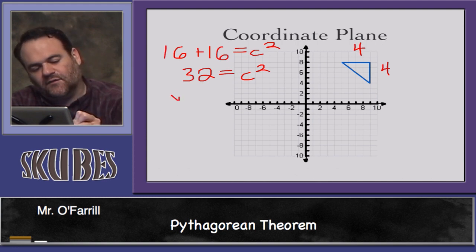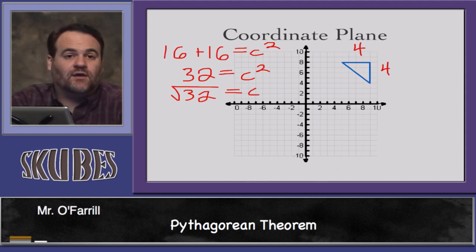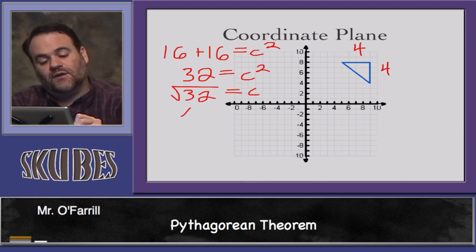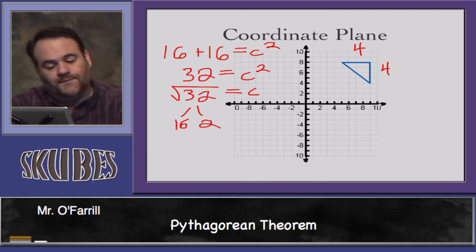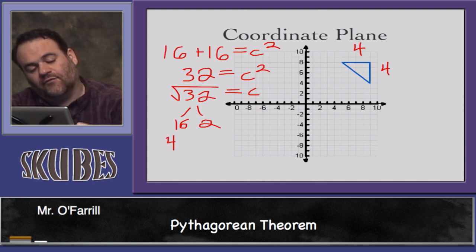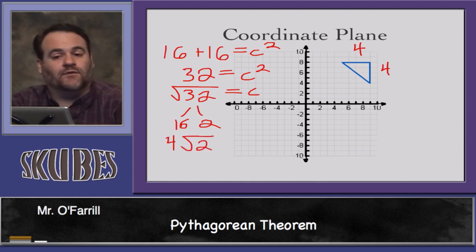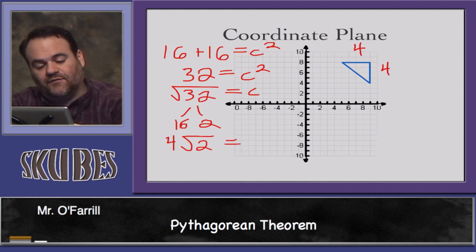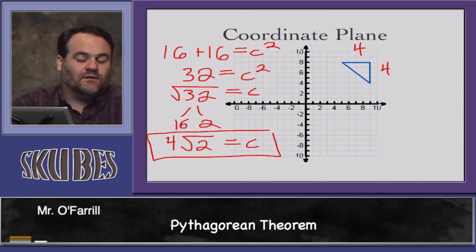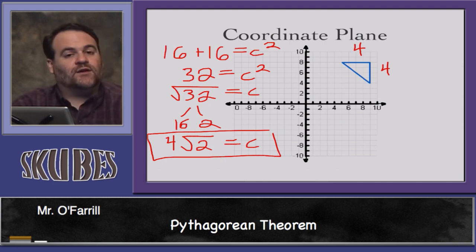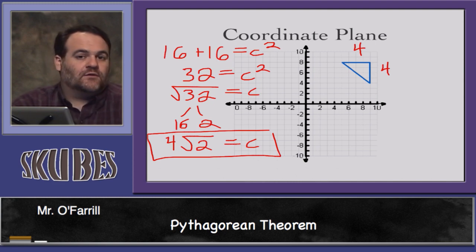Take the square root of both sides, and the square root of 32 is the length of the hypotenuse. Now this time we can work with it a little bit because we know that 32 is 16 times 2, and the square root of 16 is 4. So we can say simply that 4 times the square root of 2 is the simplified version of the length for c, the hypotenuse. And those are some ways you can apply the Pythagorean theorem to a few triangles.